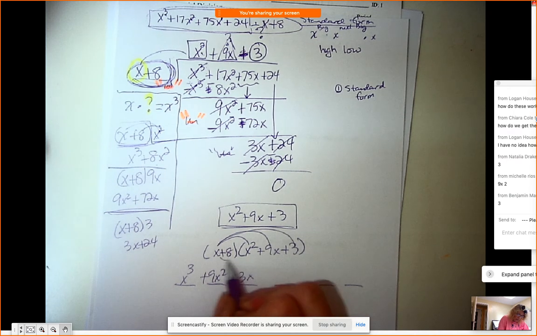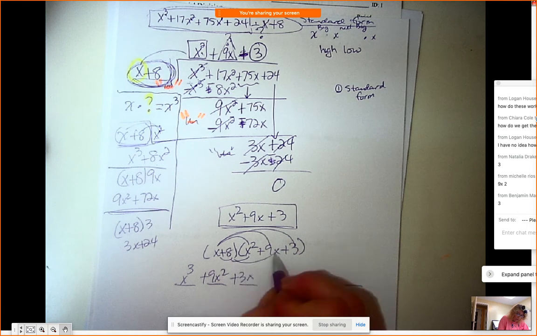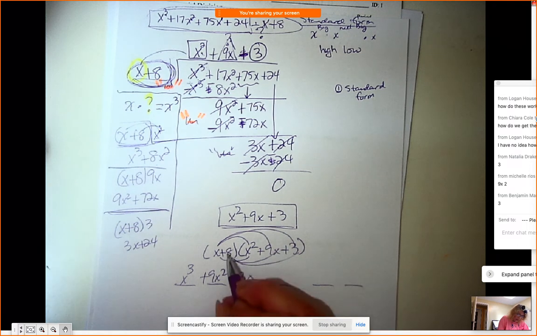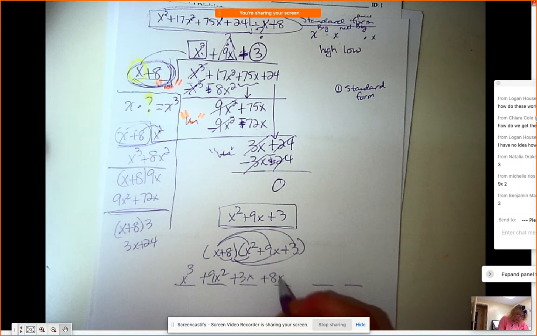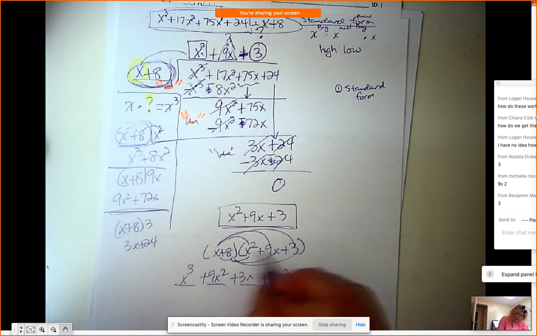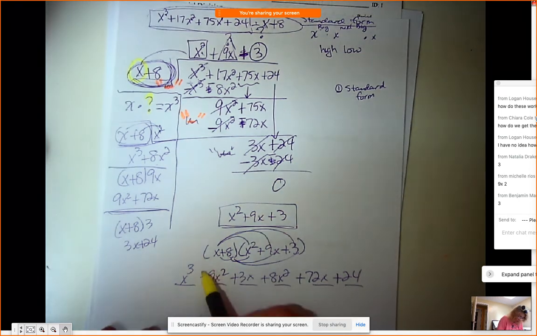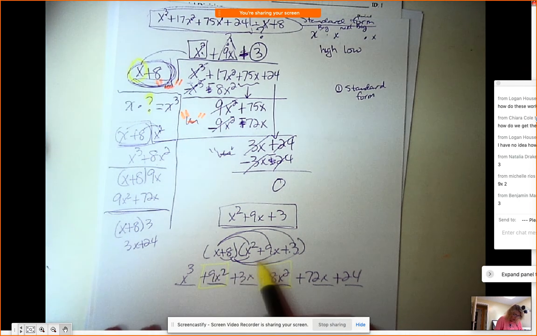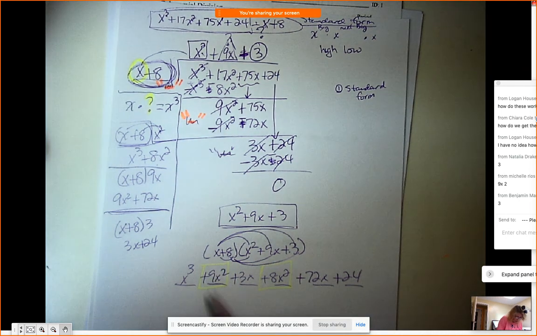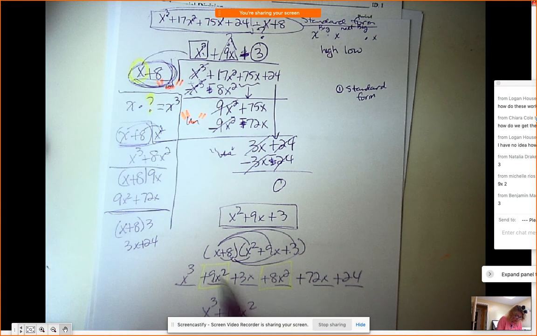Then I come here and I do my rainbow underneath so I don't get confused. 8 times x squared, this is what makes me incredibly good at math. 8 times 9x is 72x, and then 8 times 3 is 24. Remember, you can combine like terms. X squares, and I know I call them weird names because that's what I do. 9 and 8 is 17, x squared. Okay, I'm done with those.